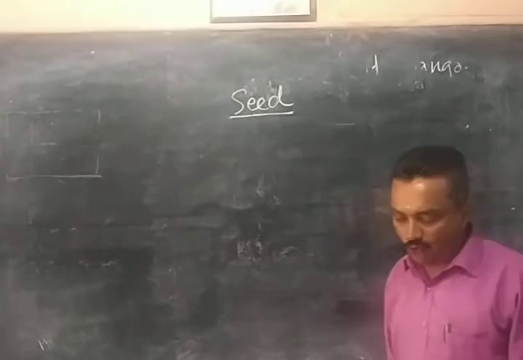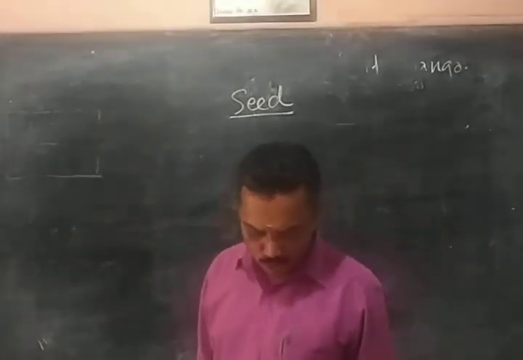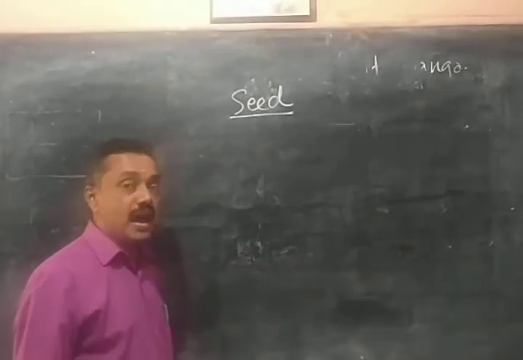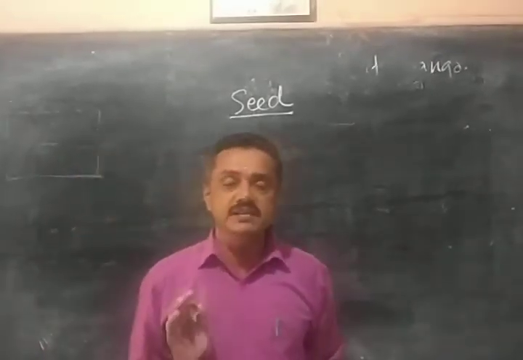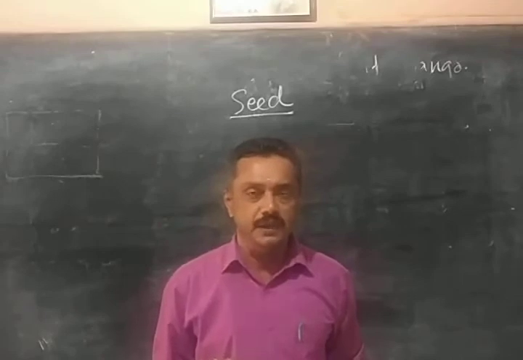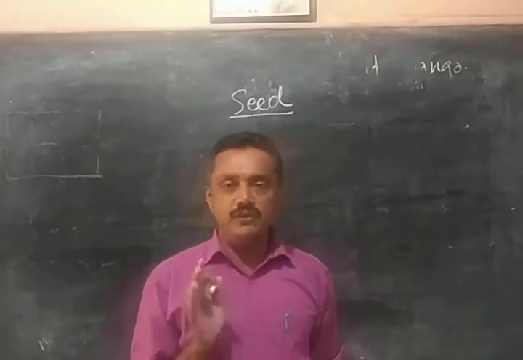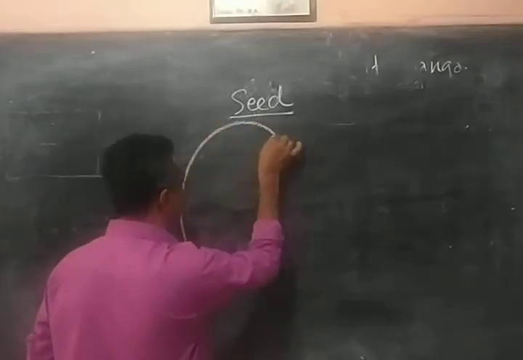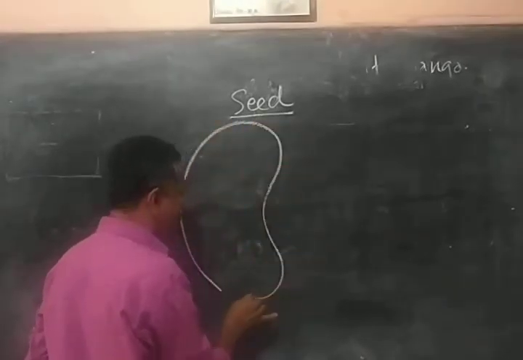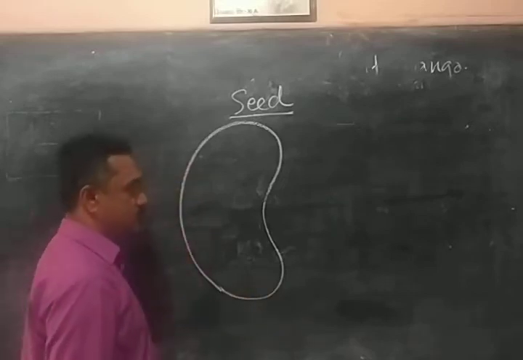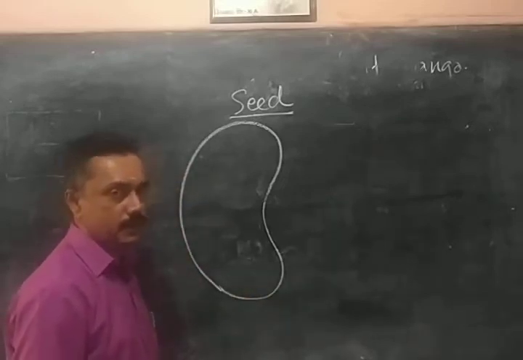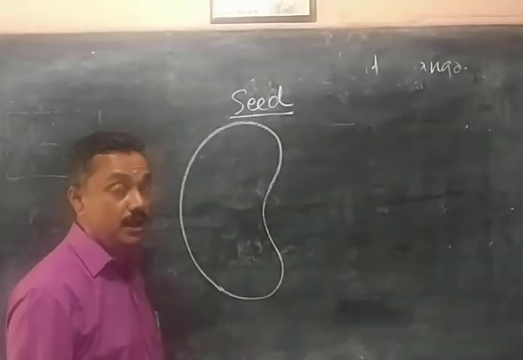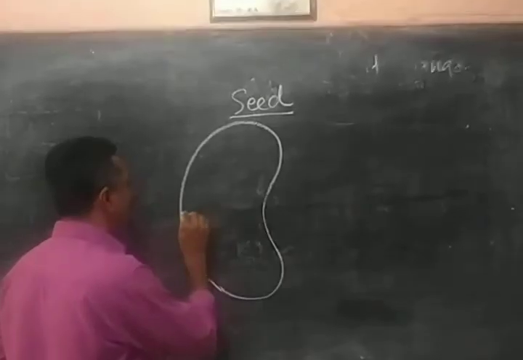Ovule develops into seed, and seeds are present inside the fruit. Let's see the structure of a typical seed. This is important for second years also. A typical seed consists of the following parts. A covering called seed coat. The covering of the seed is called a seed coat. It consists of two layers.